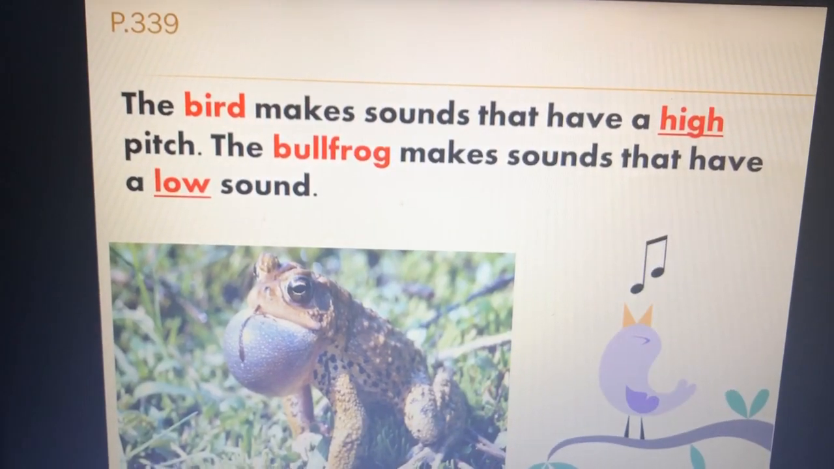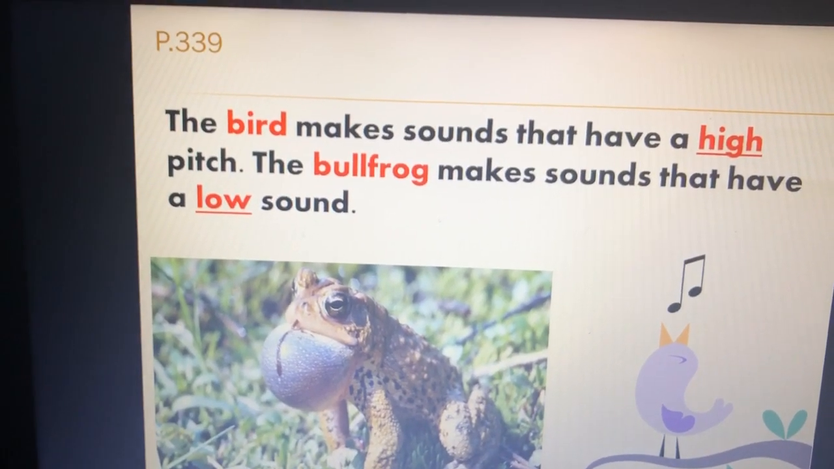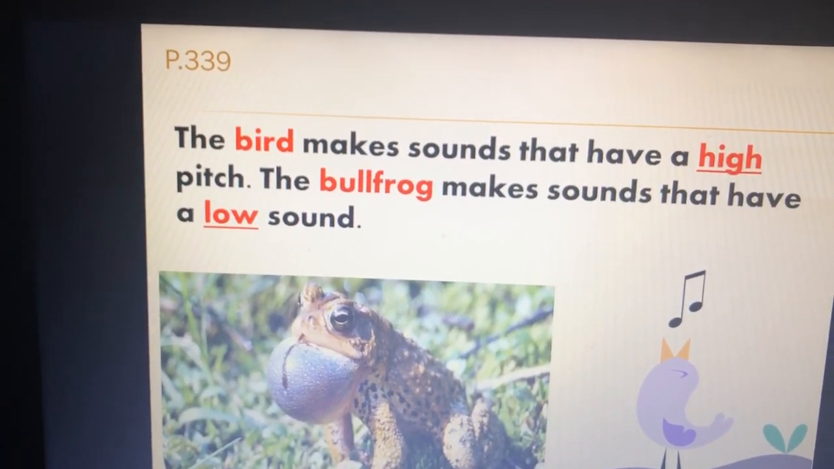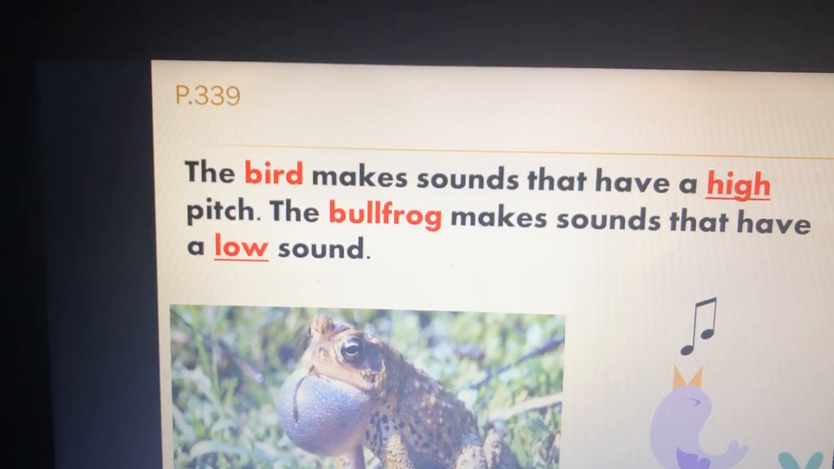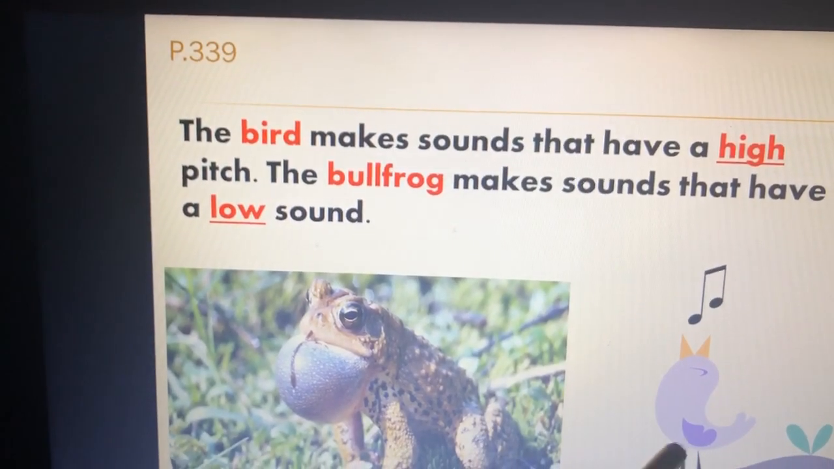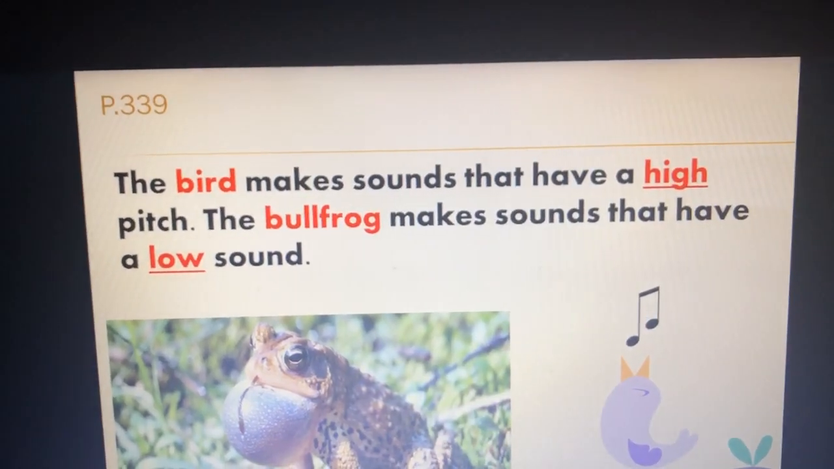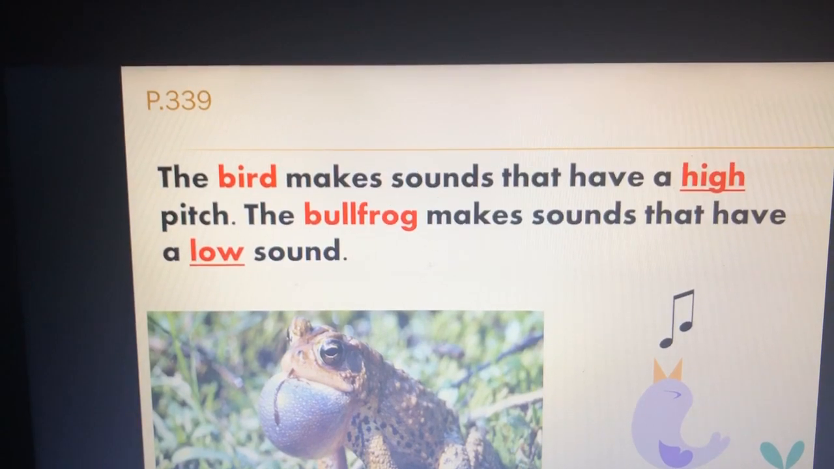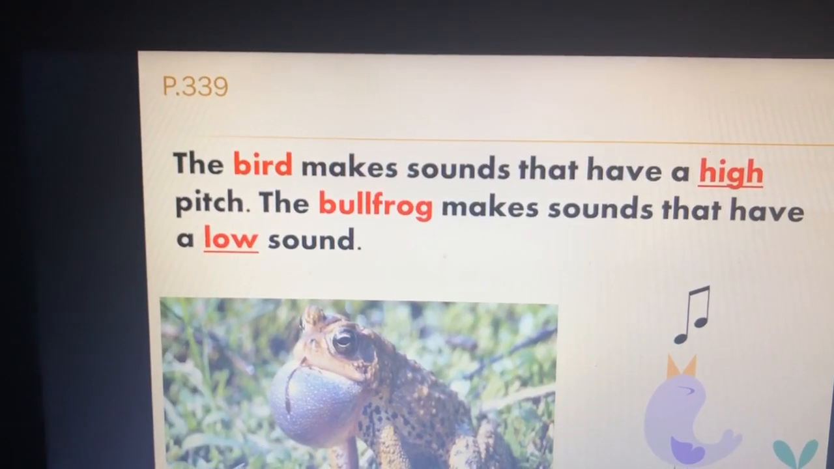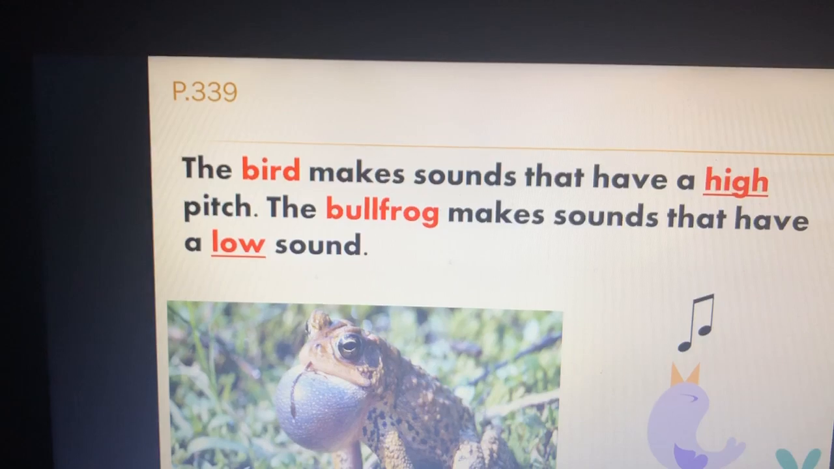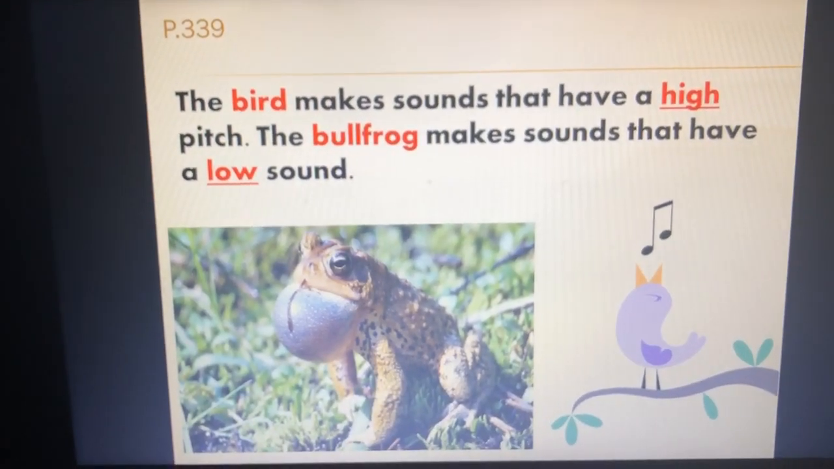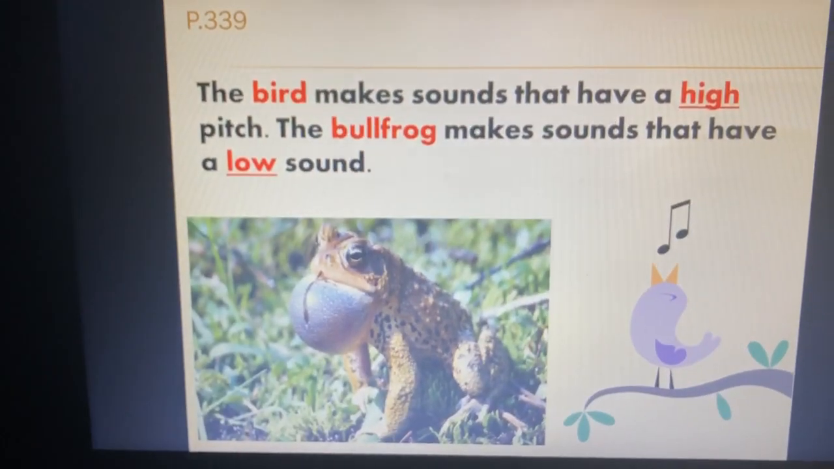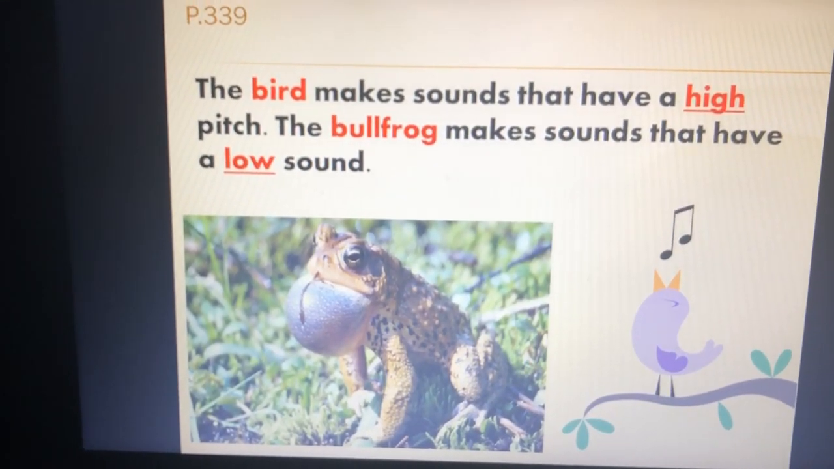Okay, I want you to open on page 339. It says here that the bird makes sounds that have a high pitch. So the birds usually give us a high pitch. While the bullfrog, this is the bullfrog, makes sounds that have a low sound. So the bird has a higher pitch or higher sounds than the bullfrog.